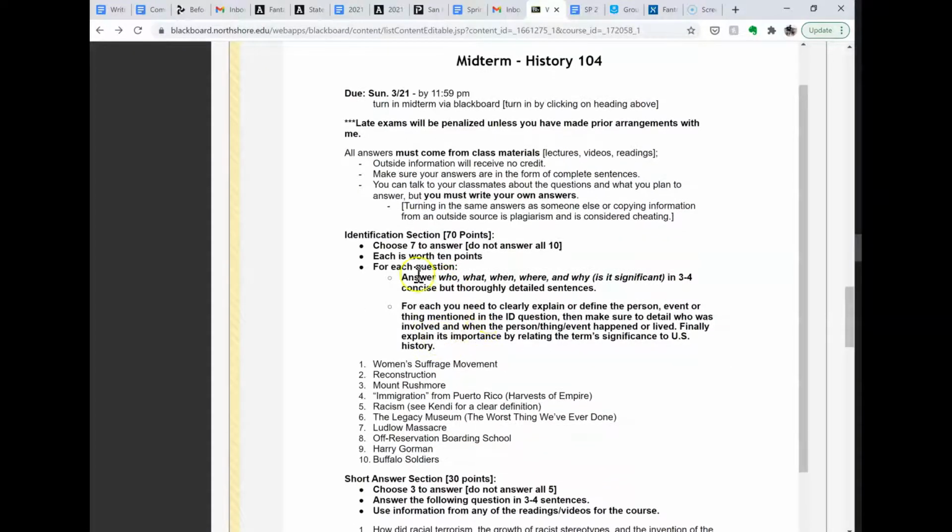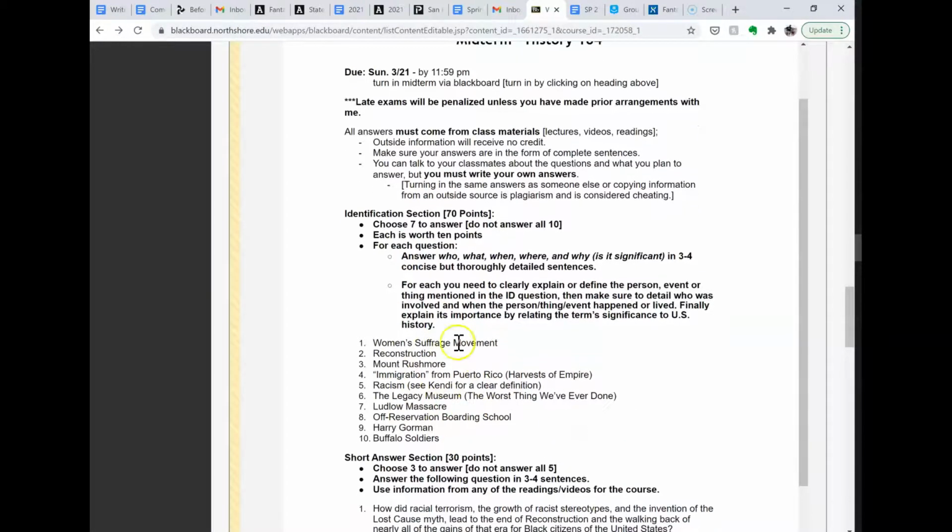Okay, so in this first section, the identification section, there's 10, I guess I'm going to say terms here. What do we have? We have a person. We've got an event. We've got institutions, concepts, all kinds of things here. And so each of these is worth 10 points, and the whole section's worth 70 points. So as I said, just answer 7 out of the 10. You can pick any 7 that you want, and each one's worth 10 points.